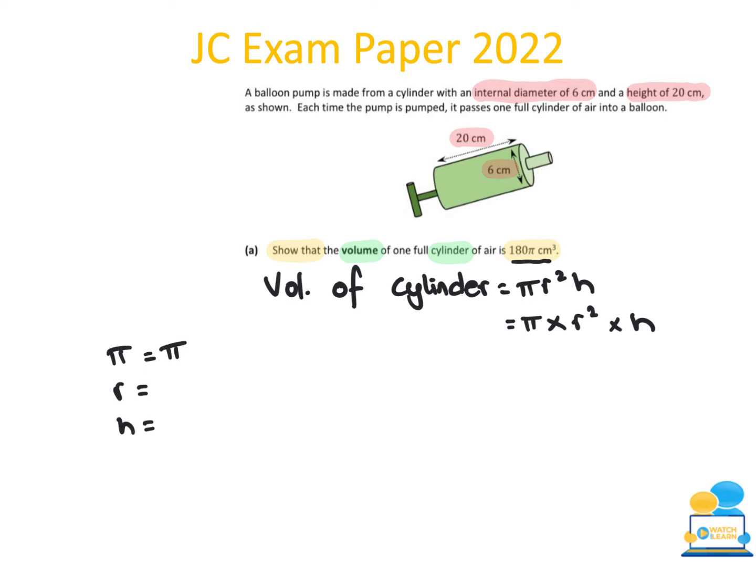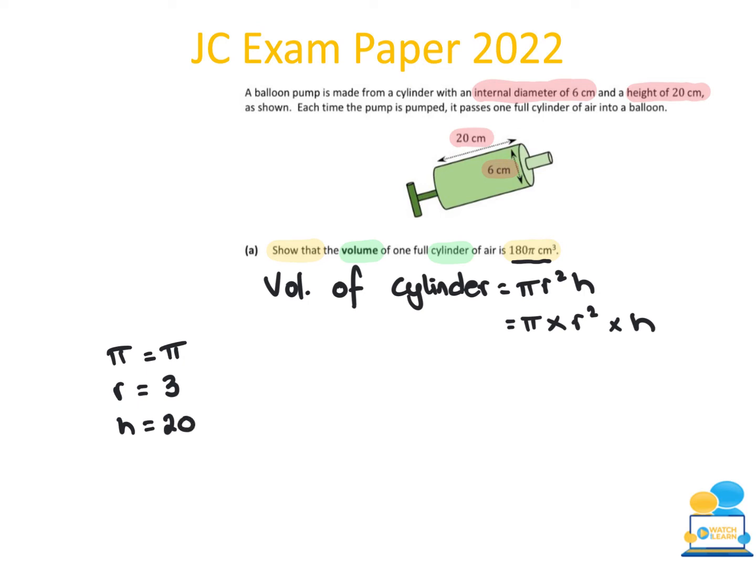The radius is not given to us in the question, but they've told us that the diameter is 6. We should know that the diameter is equal to 2 times the radius, or the radius is half the diameter. So if my diameter is 6, that tells me that my radius is 3 centimetres in length. And finally, my height was given to me in the question. They told me the height was 20 centimetres.